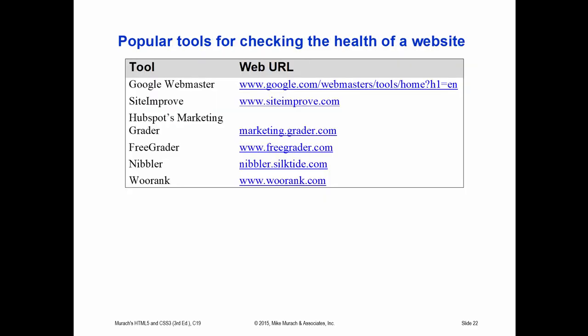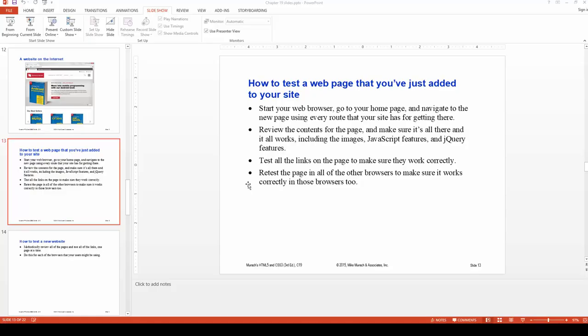There are other ones also, and some of them are listed here. These last three, FreeGrader, Nibbler, and WooRank, provide basic checking for accessibility, search engine optimization, user experience, mobile responsiveness, and even more than that. And that pretty much is it.